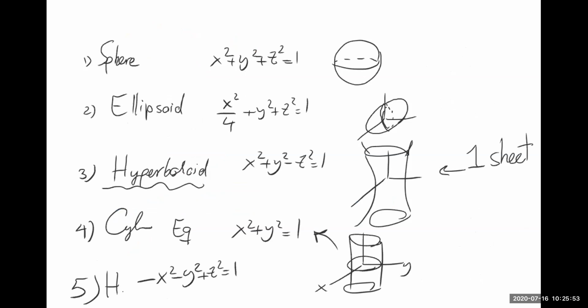And maybe I would write it here. Minus x squared minus y squared plus z squared equals 1. And it would look like this. Let's go and try it here. Okay.